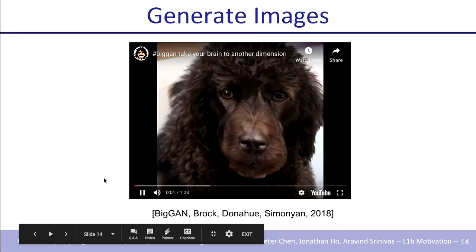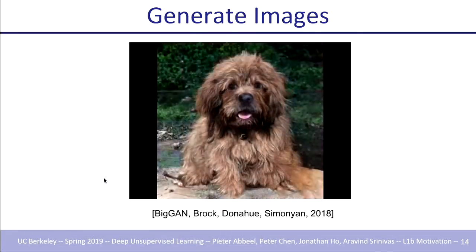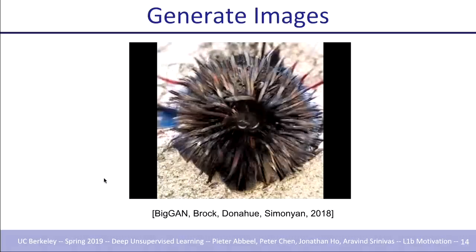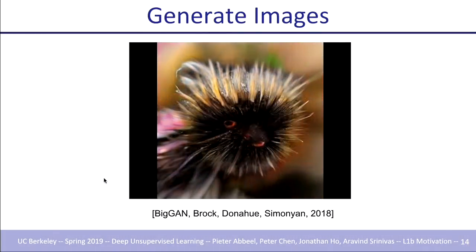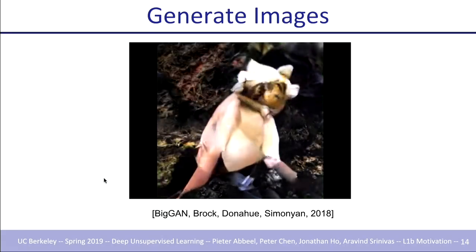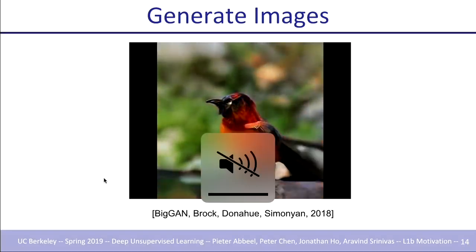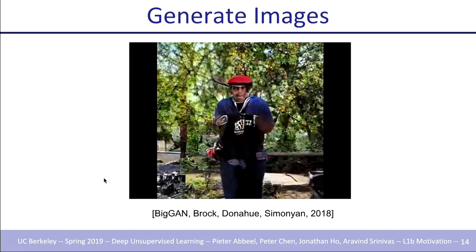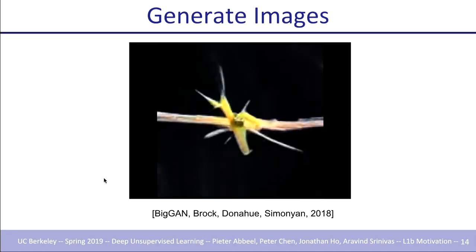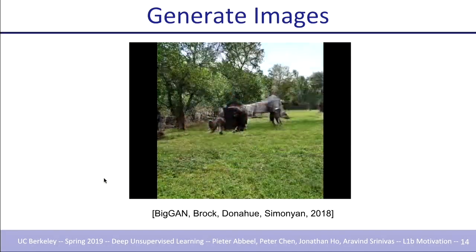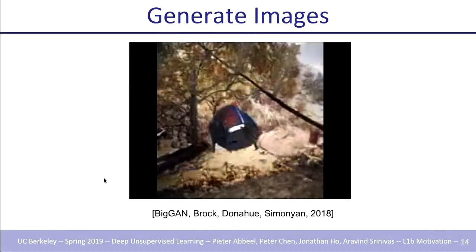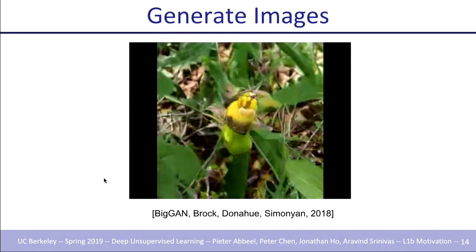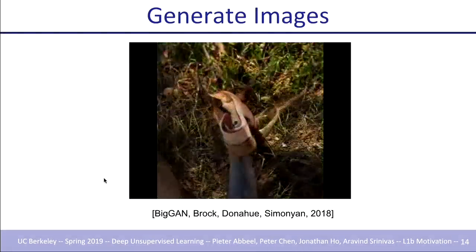OK. Then, a very recent result, Big GAN from Andrew Brock and collaborators, showed that it's possible to generate extremely realistic, high-resolution images. And in fact, that the latent space interpolations are most of the time resulting in pretty meaningful images being generated along the way, which in turn might make you hope that that latent space could be useful for doing other things in the future, maybe learning to classify images or something else.